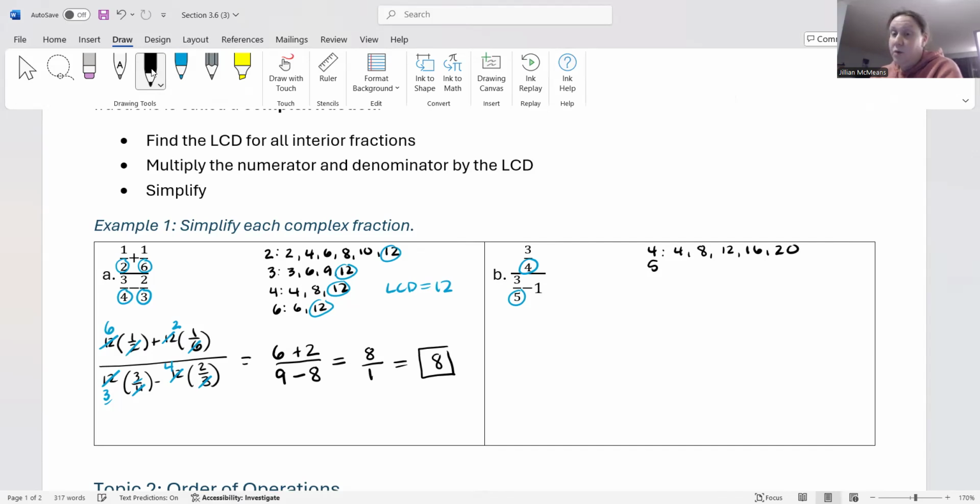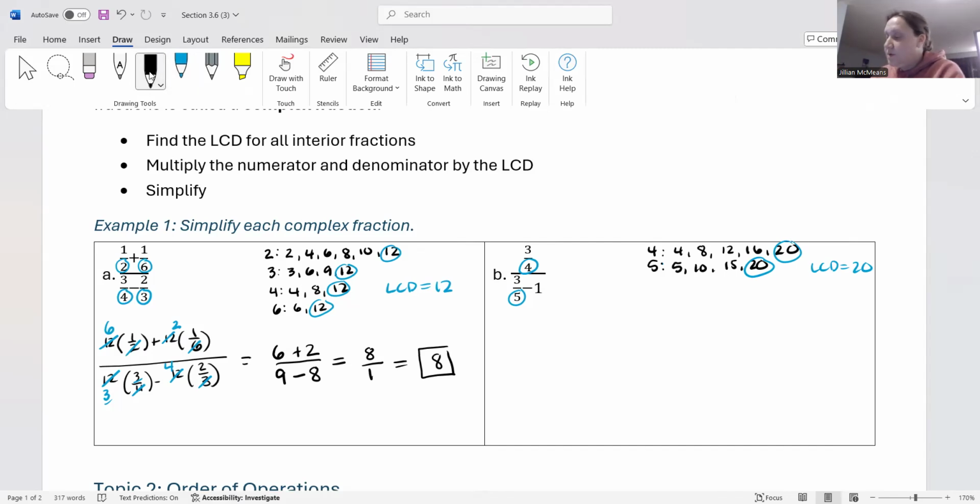Again, hopefully you're getting one, better at your multiplication tables, and two, better at seeing what some of these LCDs are. I hope you're at home kind of knowing what the LCD is going to be. But if not, we'll keep listing out multiples. So now let's list out multiples of 5. 5 times 1 is 5, times 2 is 10, times 3 is 15, times 4 is 20. So we see a common multiple that tells me the LCD is 20.